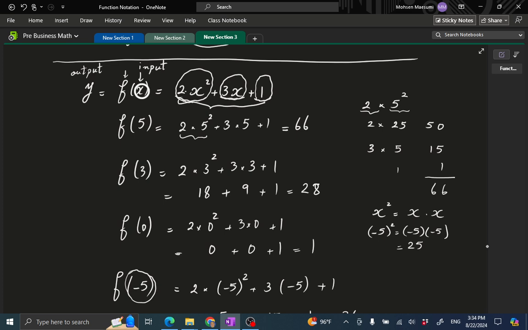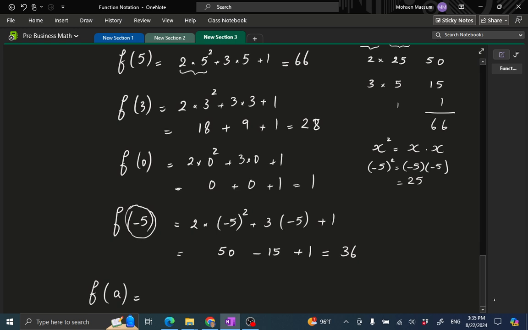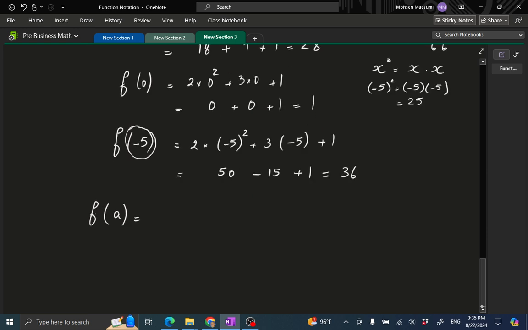Now if your input instead of letter x is some other letter, you just carry the same thing all the way on the right hand side. So if instead of x I have a, well, it's twice a squared plus 3 times a plus 1. So it is not much of a surprise that this is 2a squared plus 3a plus 1. Let's practice this thing. f of b, what is that? Well, same as before, 2b squared plus 3b plus 1.